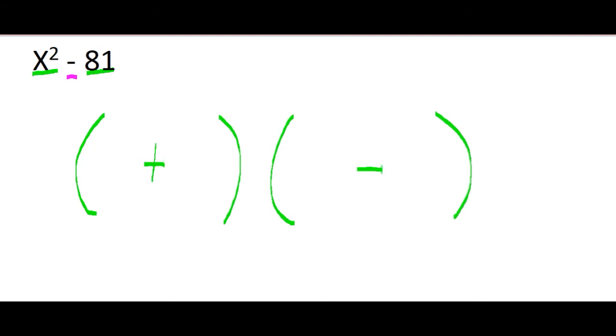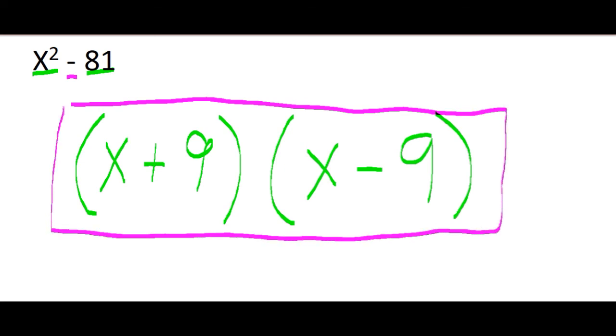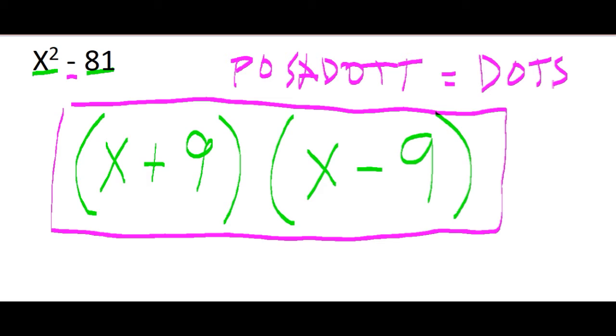Now, what is the square root of x squared? Kanina, sinabi na natin na x. Kung ano yung ilalagay mo dito, ilalagay mo rin dito sa kabila. Now, what is the square root of 81? 9, kasi 9 times 9 ay 81. So, we have x plus 9 times x minus 9 equals x squared minus 81. Now, kung naaalala ninyo yung topic natin na POSADOTT, product of sum and difference of two terms, yan yung factors ng ating DOTS or difference of two squares.